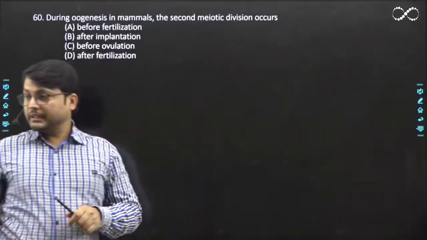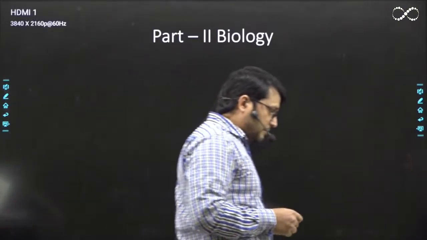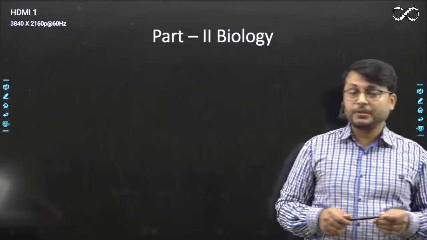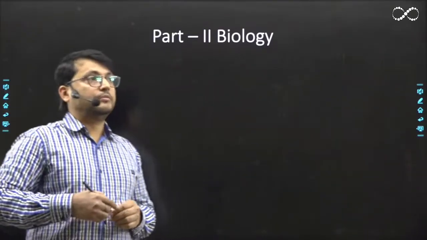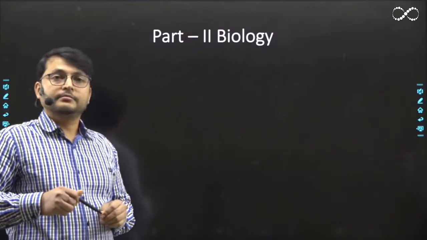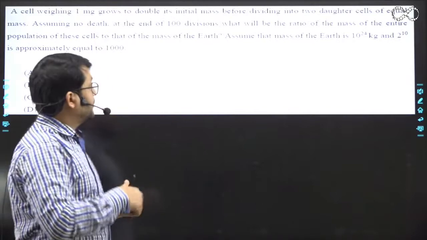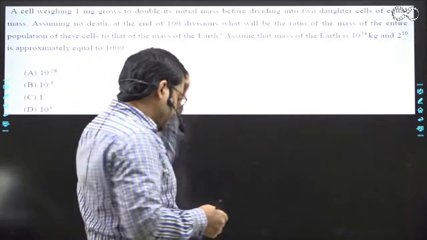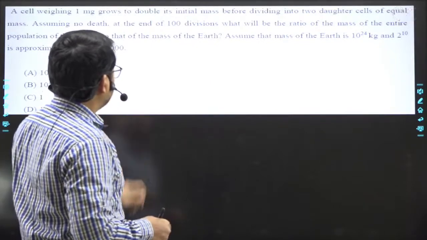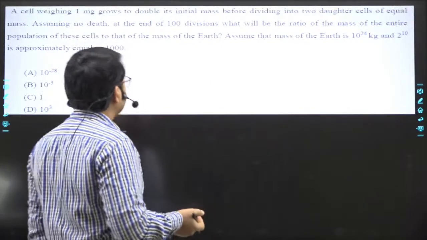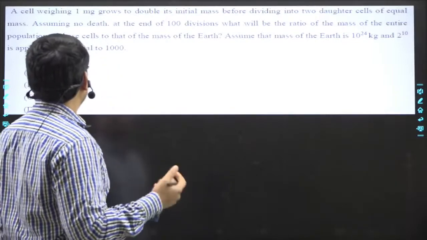Let's move on to the next question. Now the next question is going to be from part 2, biology. As you know, these questions are going to be of 2 marks each, and there will be 5 questions. Let's move. The first question here is, a cell weighing 1 milligram grows to double its initial mass before dividing into 2 daughter cells of equal mass.